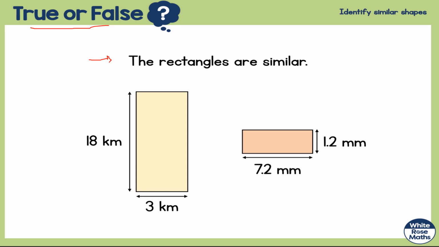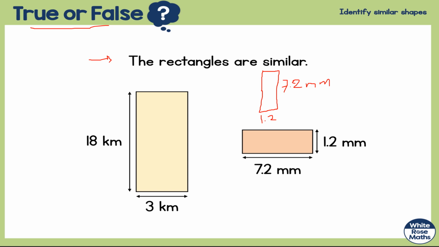Well, to work this out, I've got to work out a scale factor which goes from one rectangle to the other. I can see here that if I flip this shape vertically like this, it is 1.2 by 7.2. Now, I'm going to be very careful here because the units are actually different, so I need to change it so it's in the same units. So, to go from kilometers to millimeters, be very careful here.